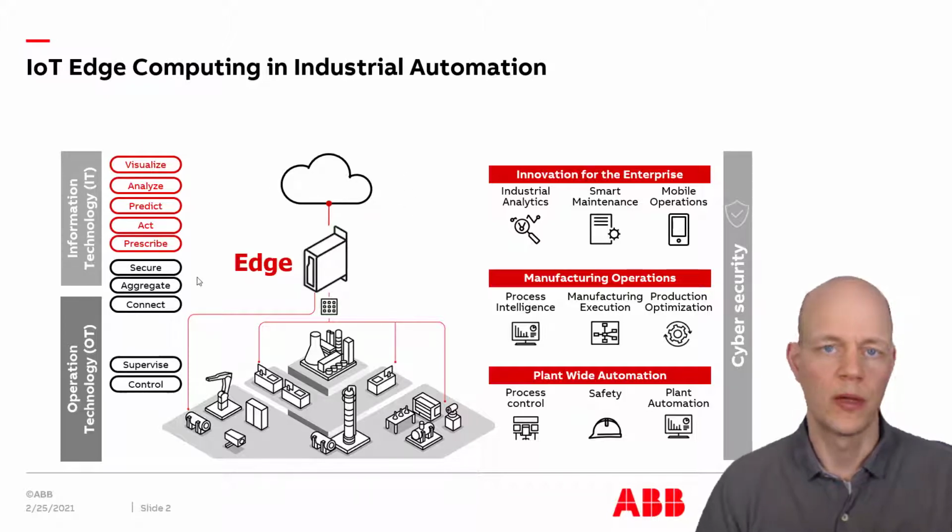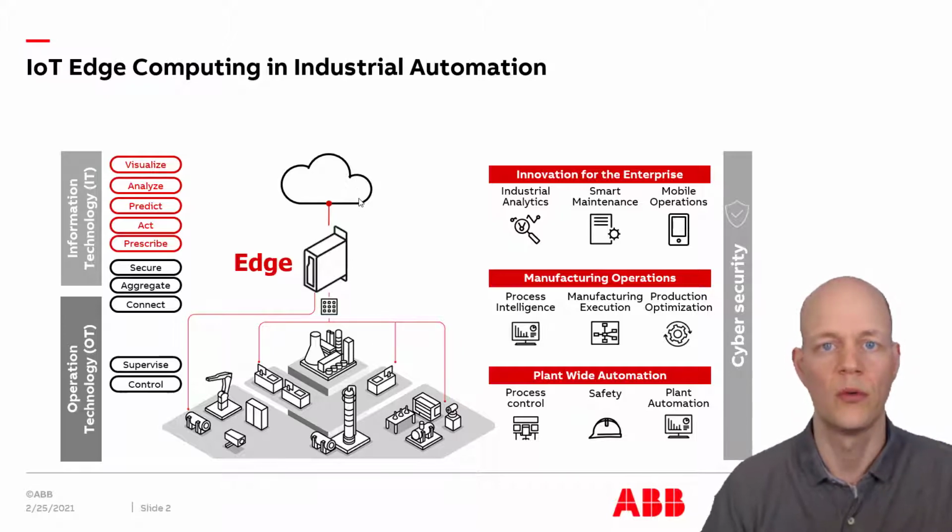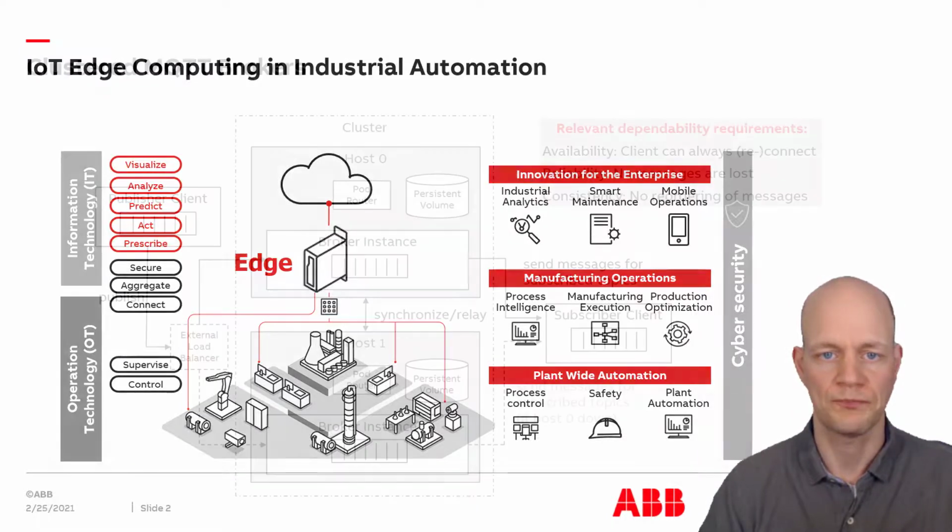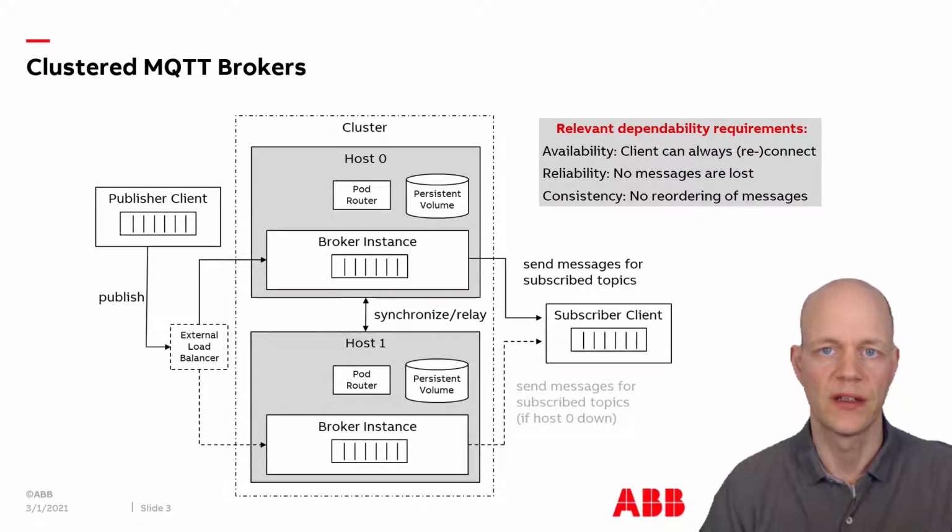And one important component of the edge is obviously a message broker that relays all these different messages from the devices to the cloud. So we looked at that in more detail. And here's the conceptual architecture of our setting. Specifically for more resilient IoT edge computing, we looked at clustered MQTT brokers. That means you not only run one instance of a broker, but you run multiple instances on different host nodes. And this allows you to even continue messaging in case one of the host nodes fails.